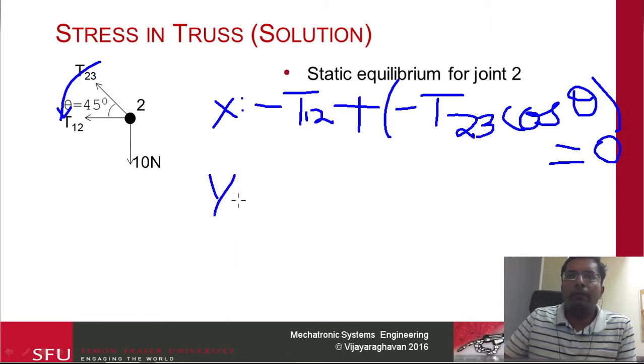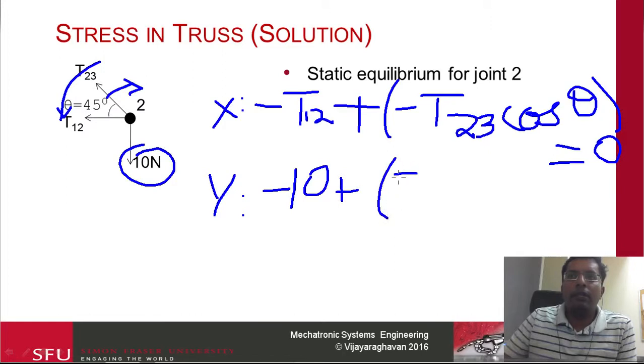Same thing with the Y. In Y, there is a negative force here, 10 newtons going down, so this is going to be minus 10. And then I need to resolve this force along the vertical direction. Because it's going to go up, this becomes plus, and then we have T23, and this is going to be sine theta, and this is equal to 0.